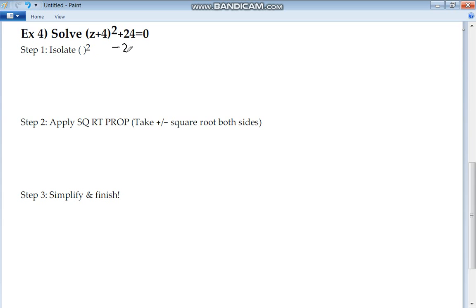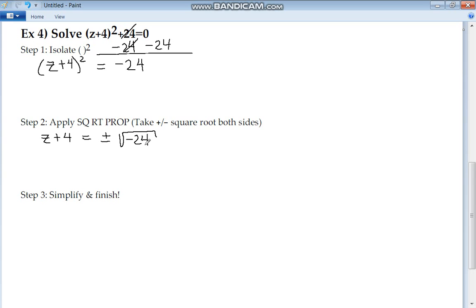We do that by subtracting 24 from both sides. So that leaves, let's see, these guys cancel. We get parenthesis z plus 4 squared equals negative 24. Okay, we did it. We isolated the expression that's being squared. In step 2, we're going to get rid of the square. Apply the square root property by taking plus or minus the square root of both sides. It gives us z plus 4 equals plus or minus the square root of negative 24.